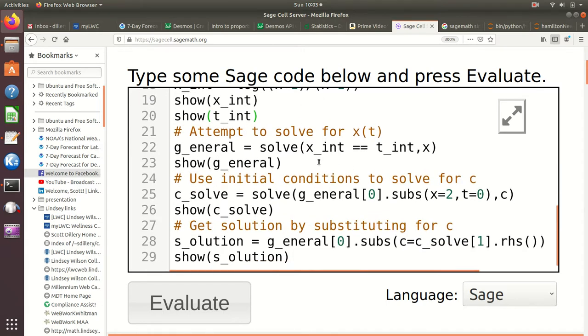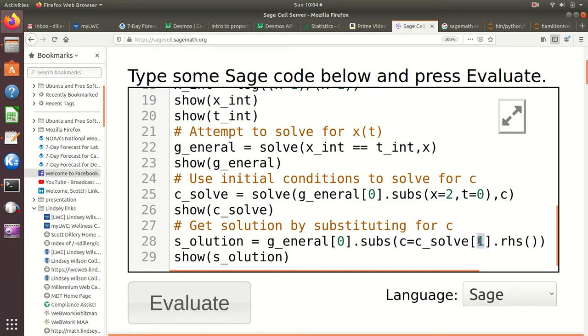But then I go ahead and do the same thing. I take the left-hand side, the left integral, equals the right integral. Solve that for x. It did it just fine, much quicker than I would have. And then I substituted in my x equals 2, t equals 0 to find c. Again, I could have done it before I solved for x. That would have been fine. But I kept it in the same order we had done with the first problem. And then I get that final solution by substituting in my correct value of c.